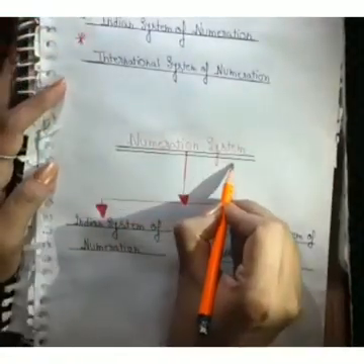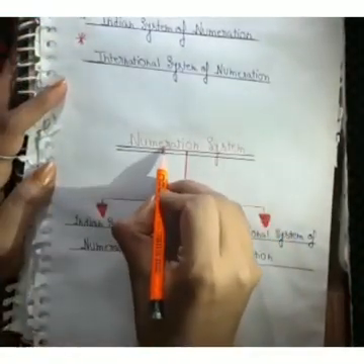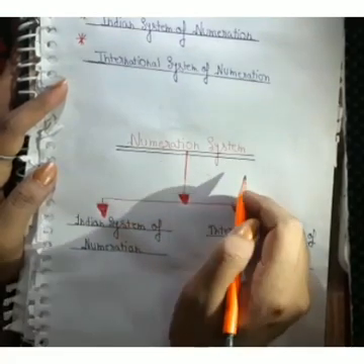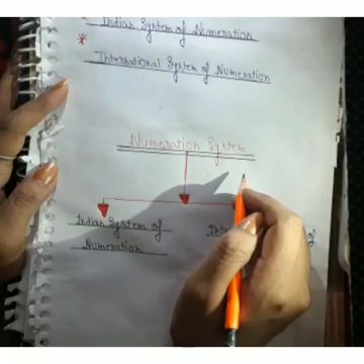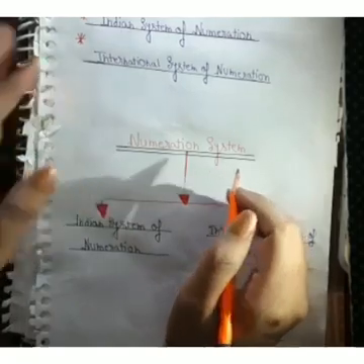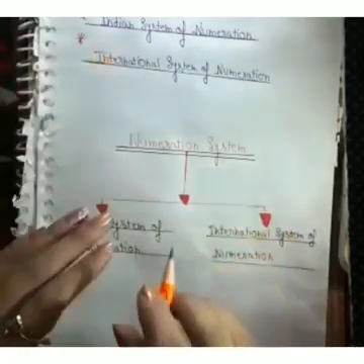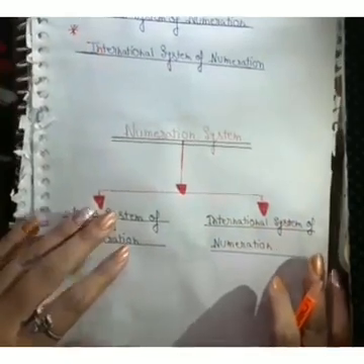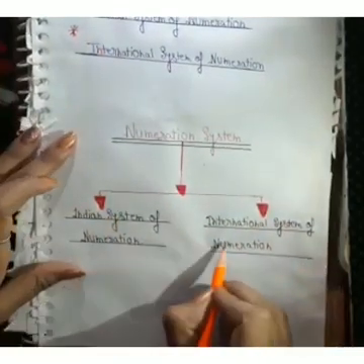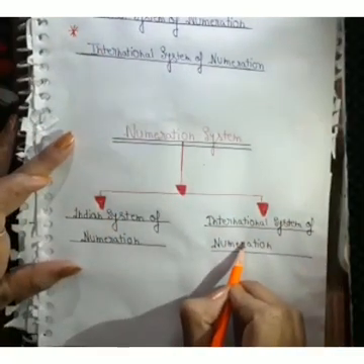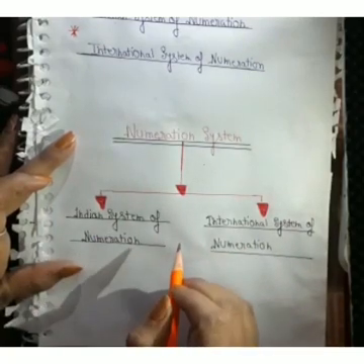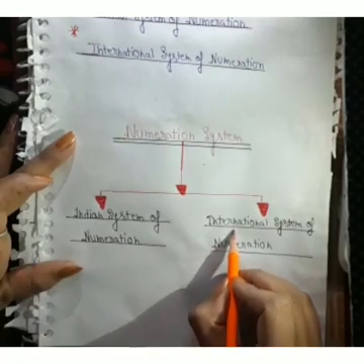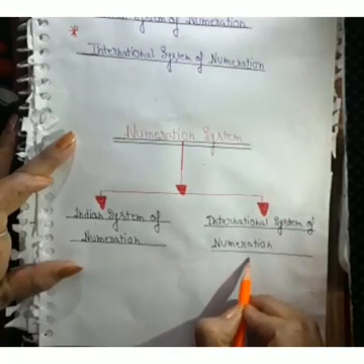numeration system. Why do we need numeration system? With the help of this system, we can easily read and write any number. So how many types of numeration system are there? There are two types of numeration system. First is Indian system of numeration and another one is international system of numeration.